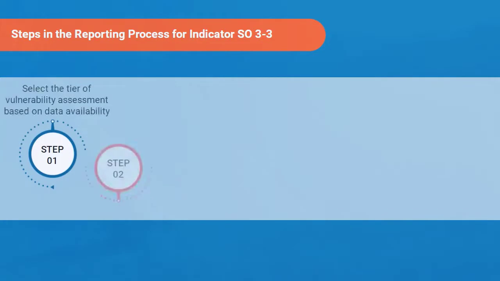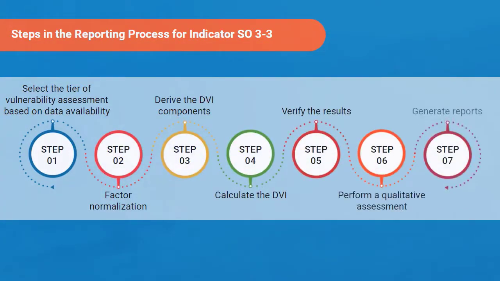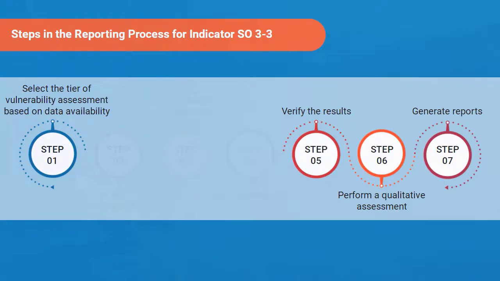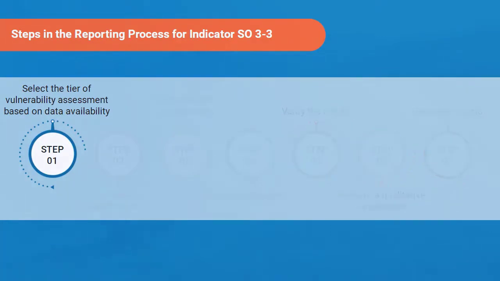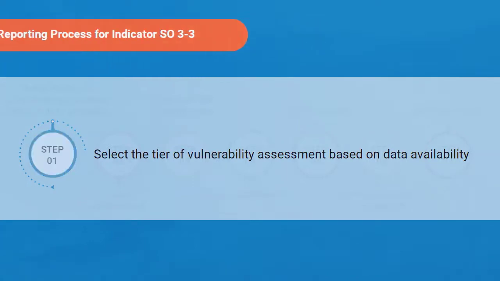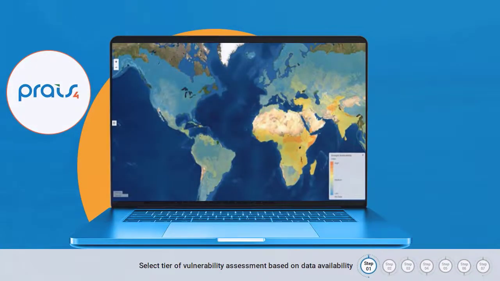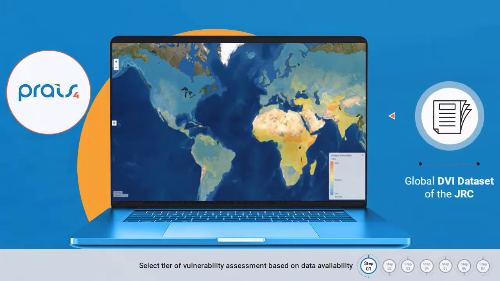The reporting process for indicator SO3-3 includes 7 steps. If the default data is used, steps 2 to 4 are unnecessary. Let's begin with the first step in the reporting process, which is selecting the tier of vulnerability assessment based on data availability.